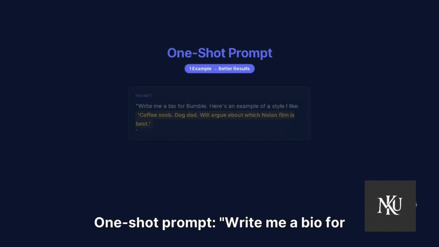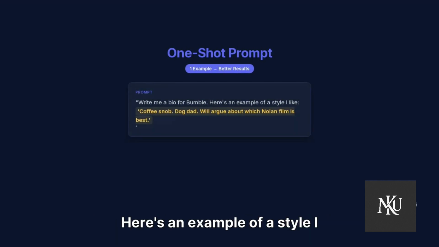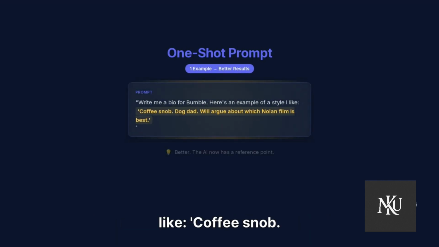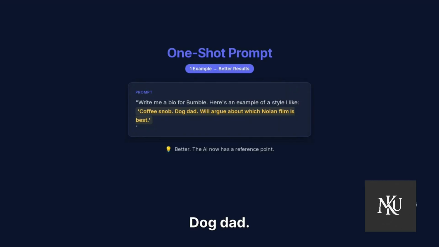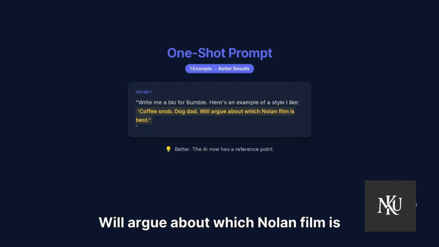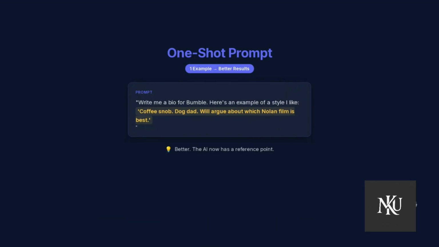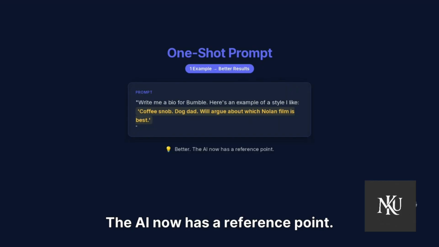One-shot prompt. Write me a bio for Bumble. Here's an example of a style I like. Coffee snob, dog dad. We'll argue about which Nolan film is best. Better. The AI now has a reference point.